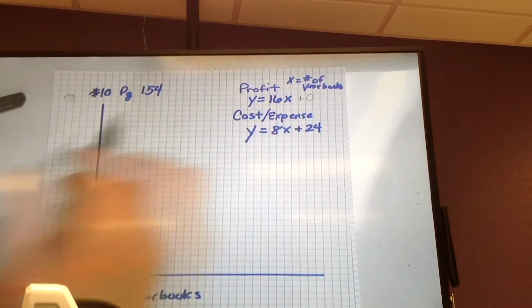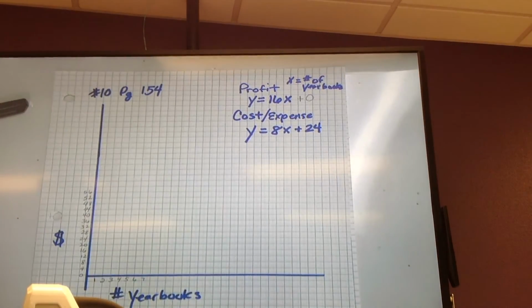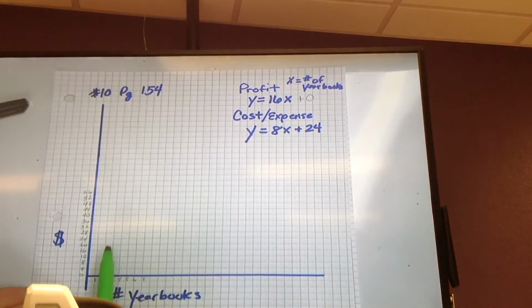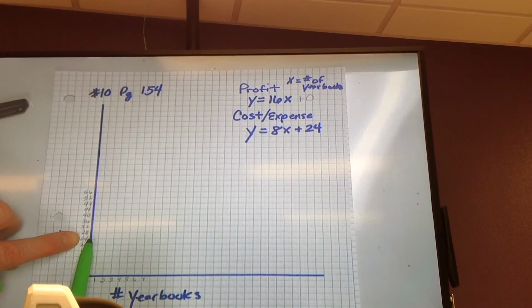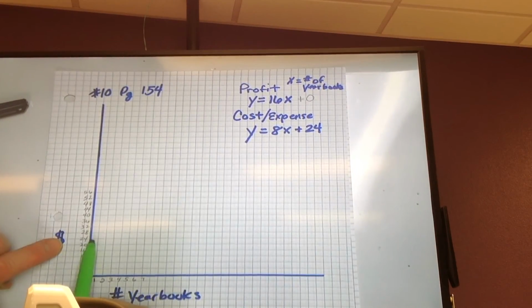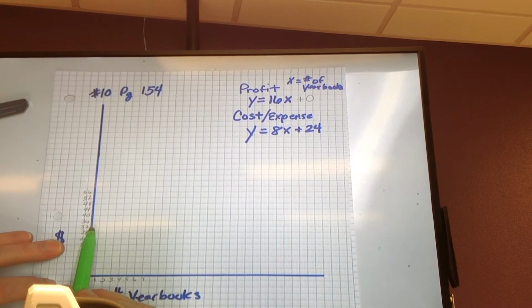I can do the same thing down here for my cost and expense, and make sure you mark which graph is what. When I do my cost and expense, I have $24 is where I start. That's my y-intercept right here. And then my rate of change is up 8 over 1. So for every yearbook I make, up 8 over 1.